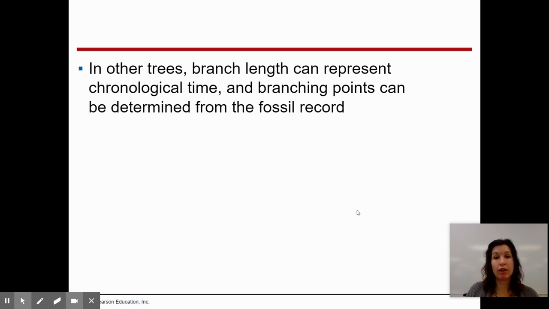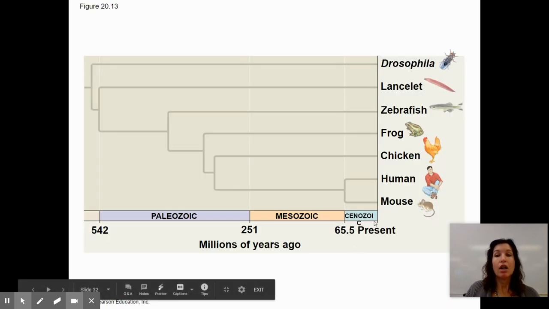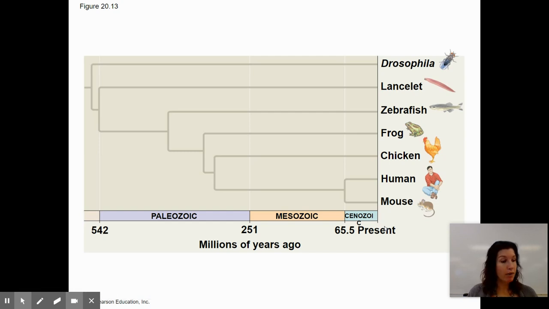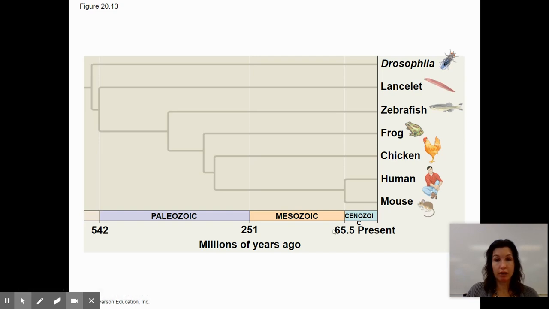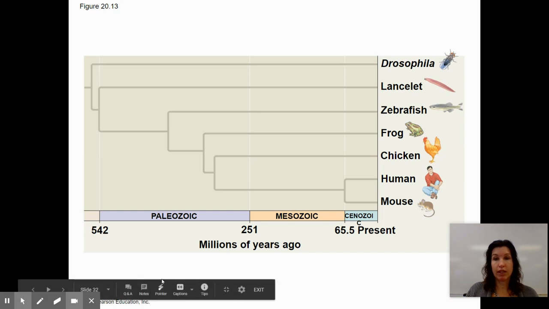In other trees, branch length can represent chronological time, and branching points can be determined from the fossil record. So typically the difference between a phylogenetic tree and a cladogram is that a phylogenetic tree shows the amount of change over time. So if we're looking at a phylogenetic tree, a lot of times this will show time, where a cladogram just shows the relationships between organisms. So again, we can see that human and mouse are the most recent in history. We're Drosophila, we're way back.